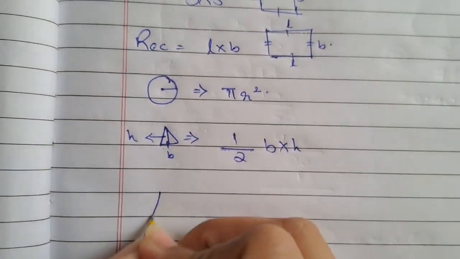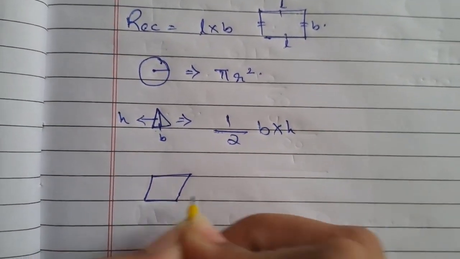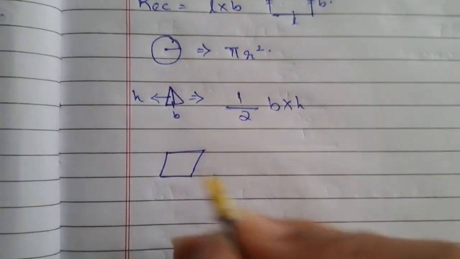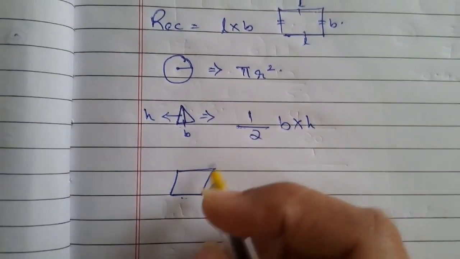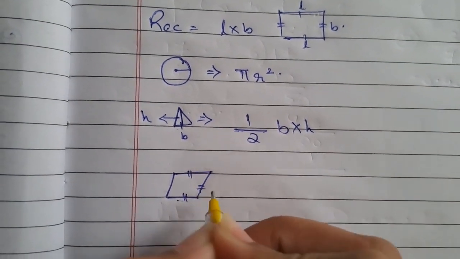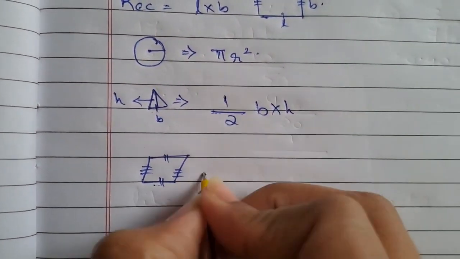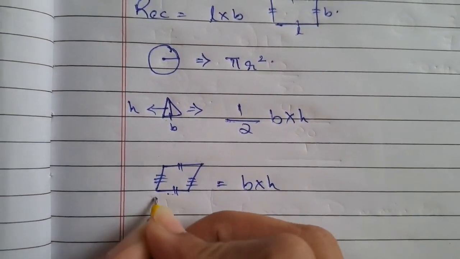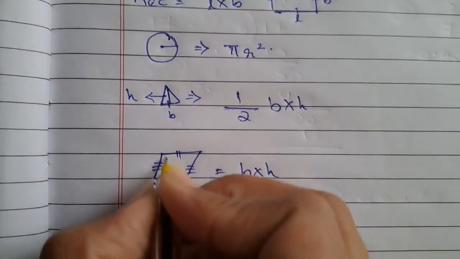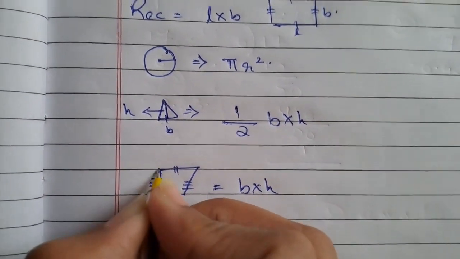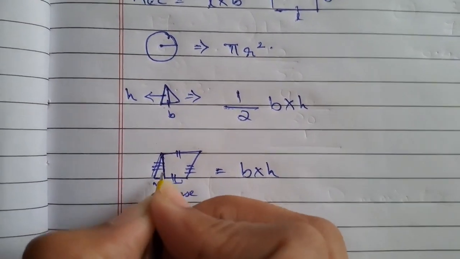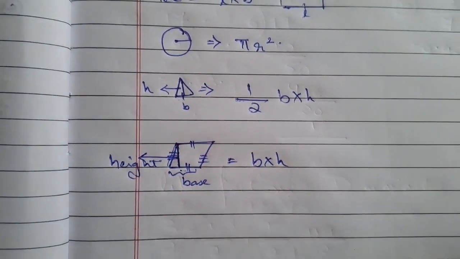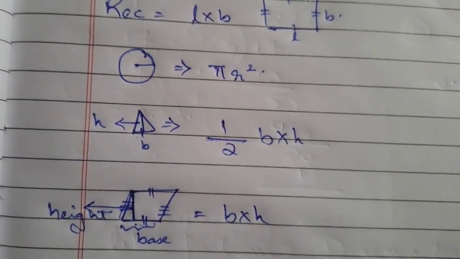Then you have a parallelogram. A parallelogram looks exactly like your rectangle, because opposite sides are equal in a parallelogram. Its area is base times height. This side becomes the base, and this is going to be the height. Not this slanted side, but you're going to take the perpendicular height. These are the basic ones that we are going to use in your exercise, and we'll proceed with it.